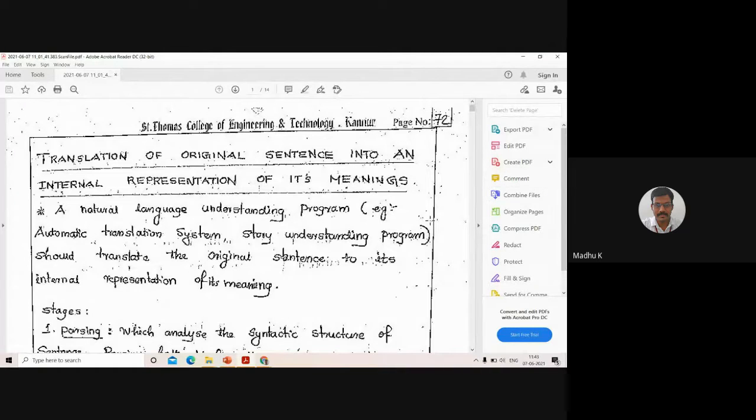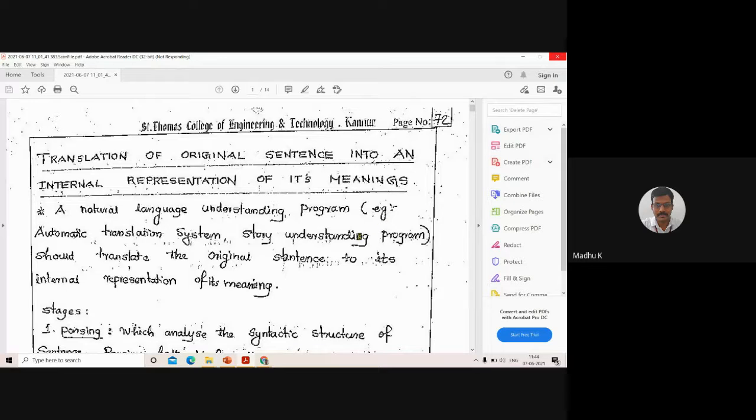So what does parsing mean? Parsing, or syntax analysis, will create a syntax tree. In the compiler design subject you studied about syntax trees. If an input is given to the syntax analyzer, it will apply some grammar rules and create a syntax tree. That is about parsing.